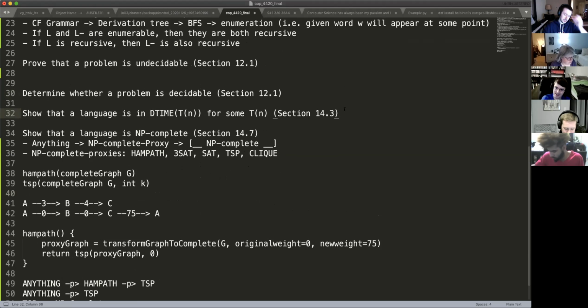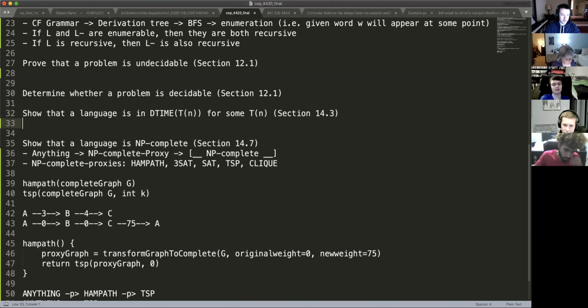All right, so just a quick one. Show that the language is DTIME. That's pretty easy, right? This basically means that you have to provide a Turing machine, a deterministic Turing machine, for that language. Yeah, I don't think she's probably going to give us a hard one on that.